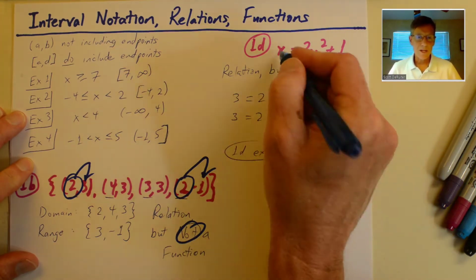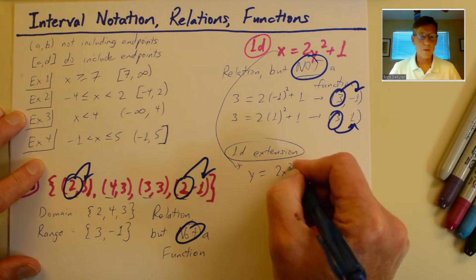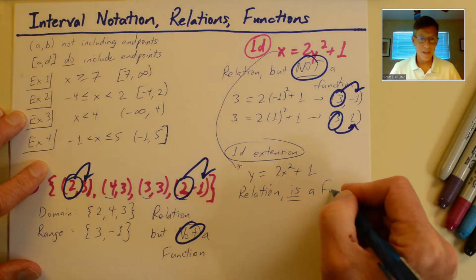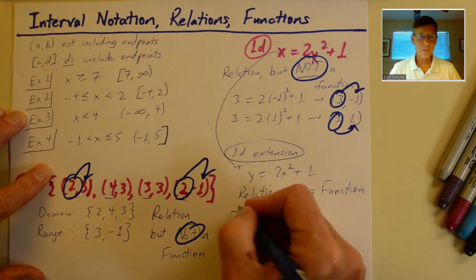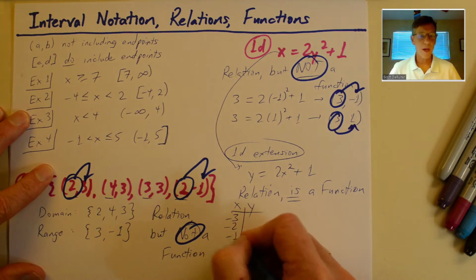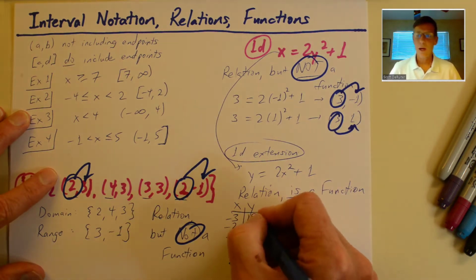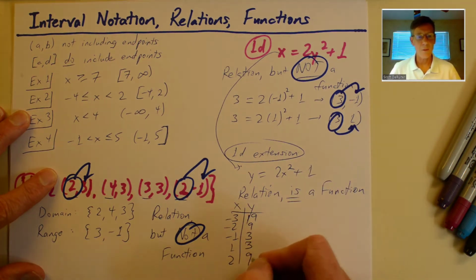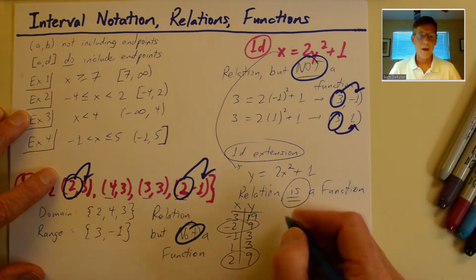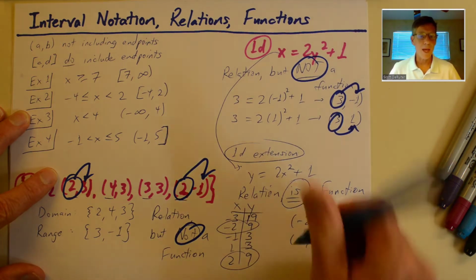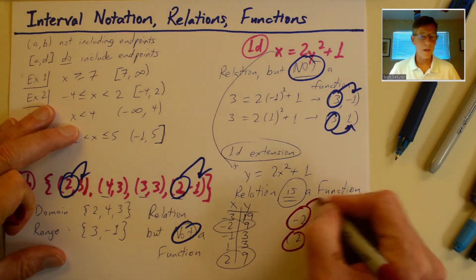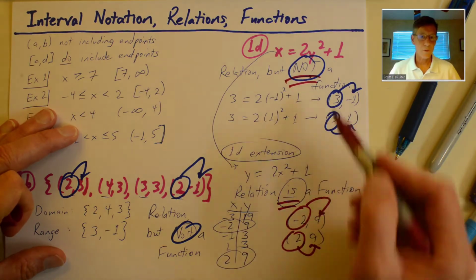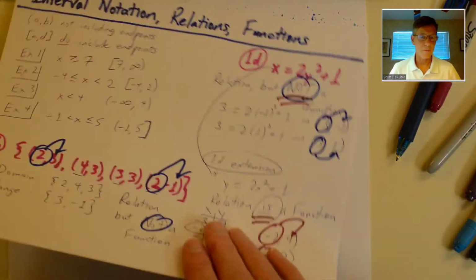If we change 1D a little bit with an extension and we say y equals 2x squared plus 1, so we swap the roles of the variables, this is a relation, but it is a function. It is a function because every x value has a unique y value. So negative 3 you plug in, you get 19, negative 2 is 9, negative 1 and 1 are both 3, 2 and 9. Now, if you take a look at negative 2, 9 and 2, 9, it's okay that two different inputs have the same output. It's still a function. So notice the difference between 1D and then 1D, the extension.